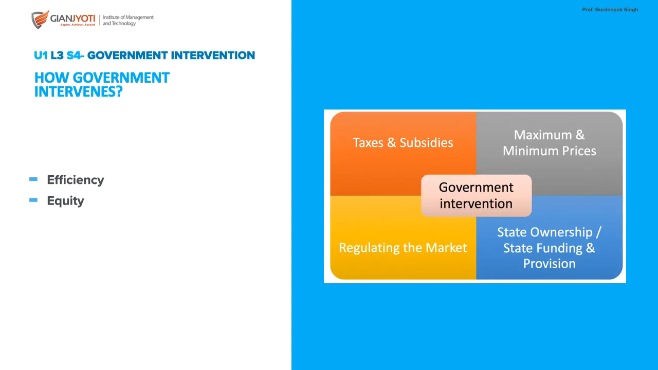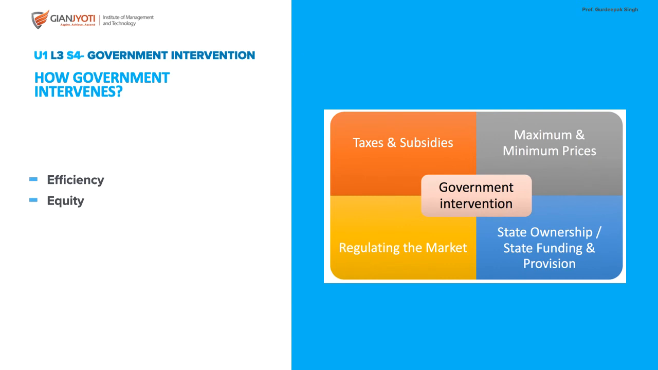Now, how government intervenes, that is also important. Again, efficiency and equity, these are the two reasons. The government intervenes through taxes. Wherever they feel the inequality, they put the taxes, and where they feel that they have to be compensated, they provide the subsidies. They try to fix the maximum and minimum prices, like the maximum retail price.